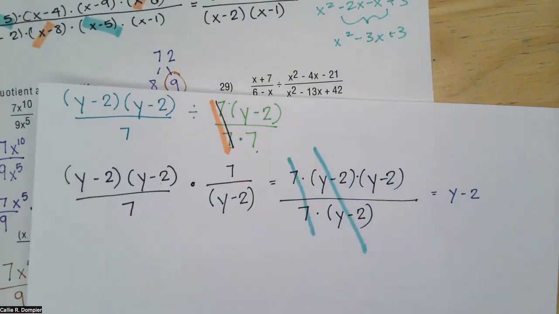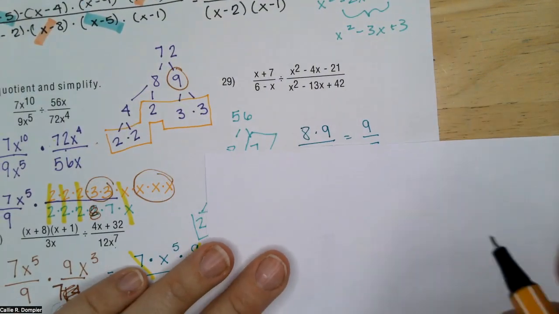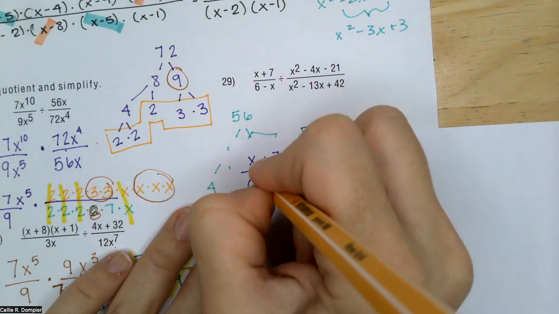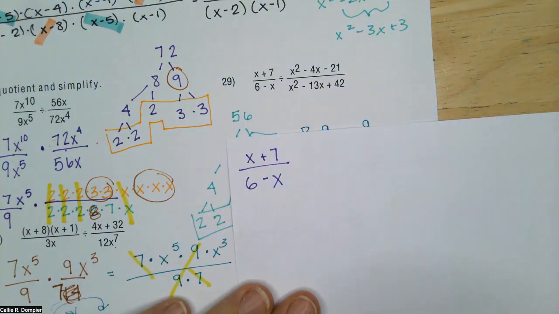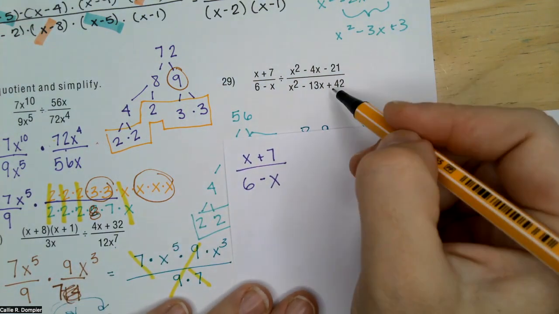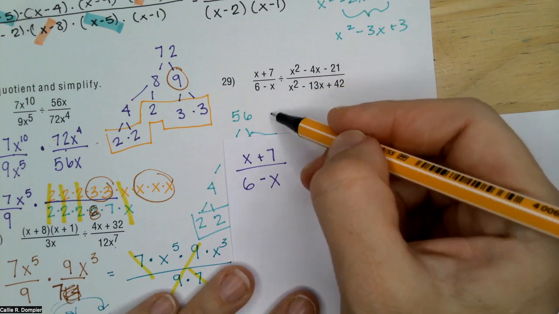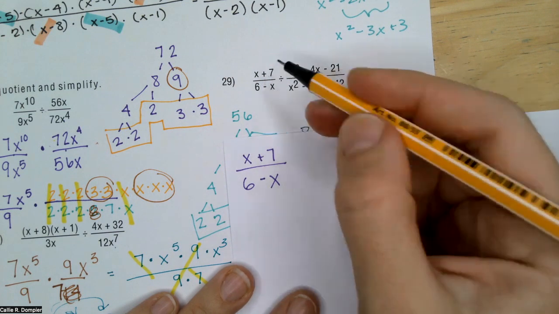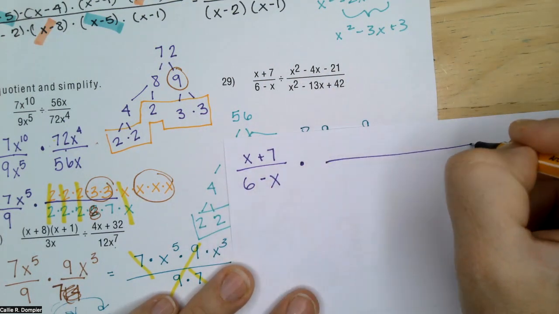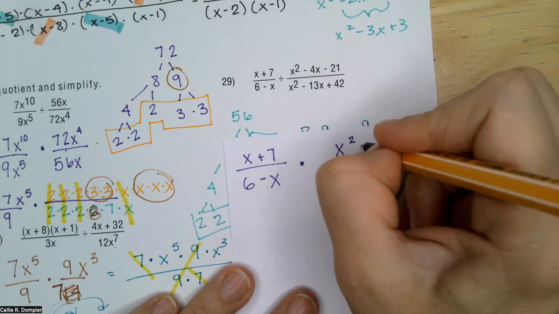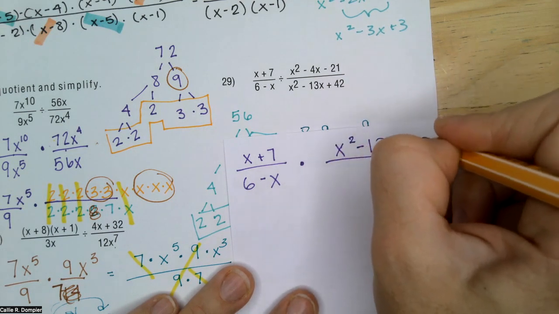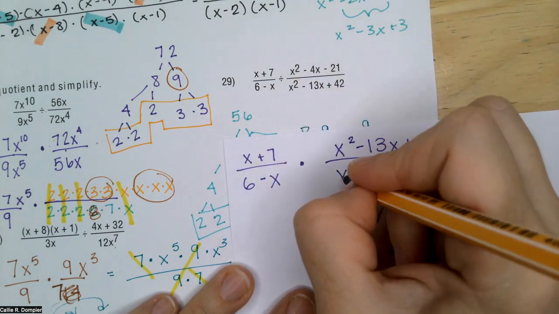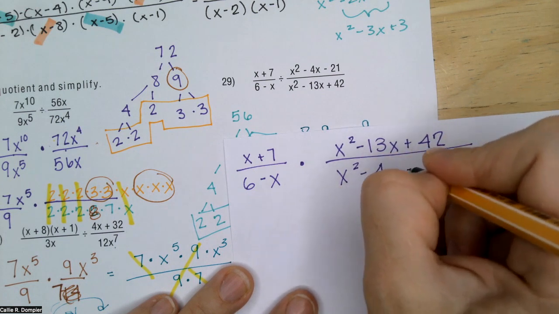All right, guys, last one, 29. X plus 7 divided by 6 minus x. Now, you do not have to simplify first and then change it. We can change it right now. Keep, flip, change. So I'll flip it. There was an x squared minus 13x plus 42 on the bottom. I'll put that on the top. X squared minus 4x minus 21 is on the top. I'll put it on the bottom.